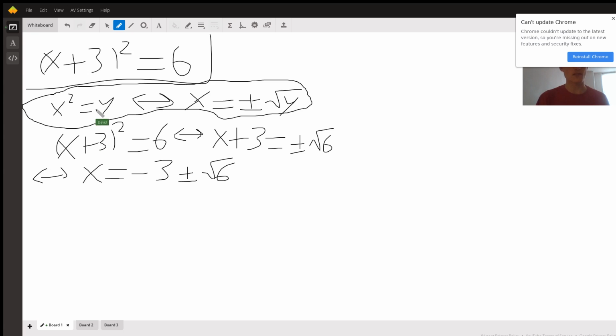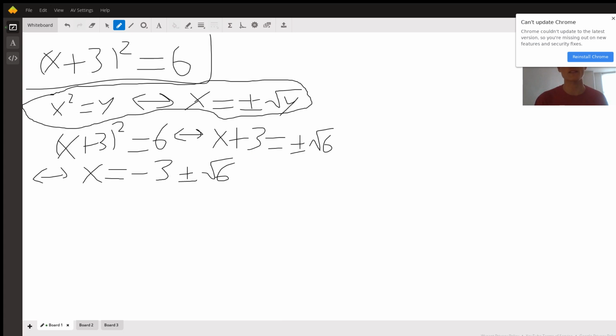Okay, so this just tells us, by the definition of the square root, that if x plus 3 is plus or minus the square root of 6, then by golly, x must be a solution. But are there x's such that x plus 3 is equal to plus or minus the square root of 6? Well, sure, because if we ask for x plus 3 to be the square root of 6, then that's just a linear equation in x.